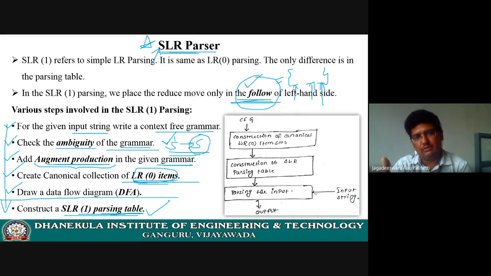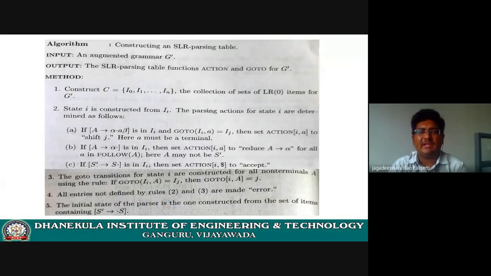Up to now the only difference is that in SLR we depend upon the follow function. Right? That's what I said in the previous class. These unit 2 and unit 3 are continuous, because the entire concepts of unit 2 and unit 3 come under the syntax analyzer, phase 2 of the compilation process. Am I clear? So let's go for it. Straight away I'm going to the algorithm now: how to construct the SLR parsing table.